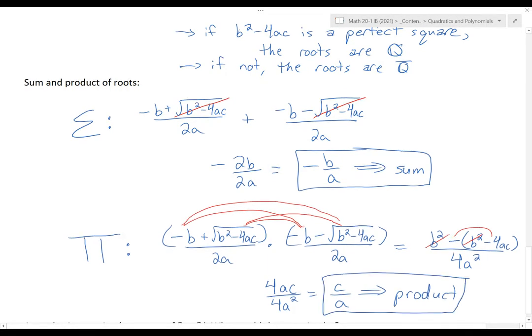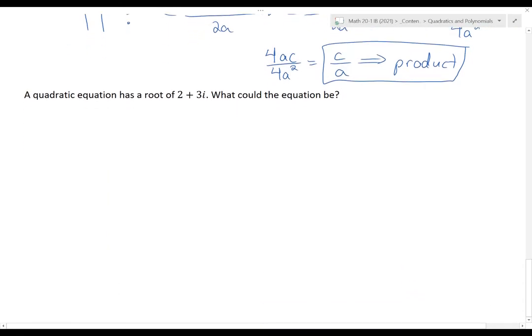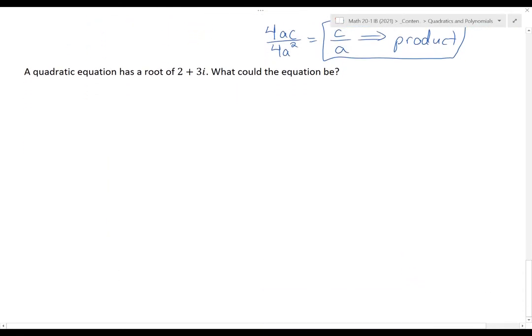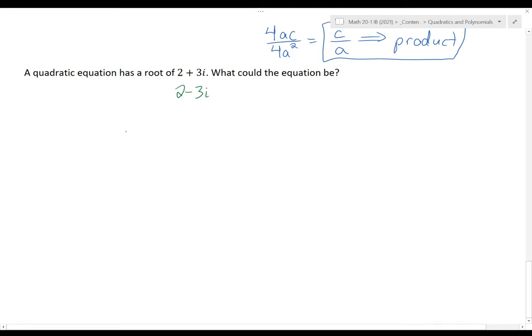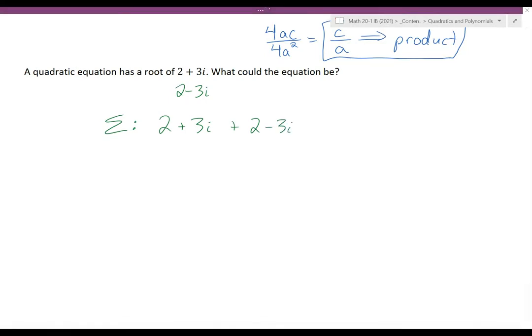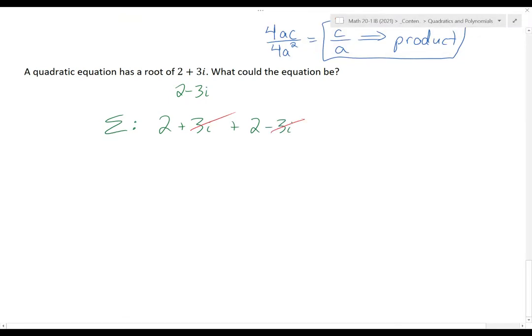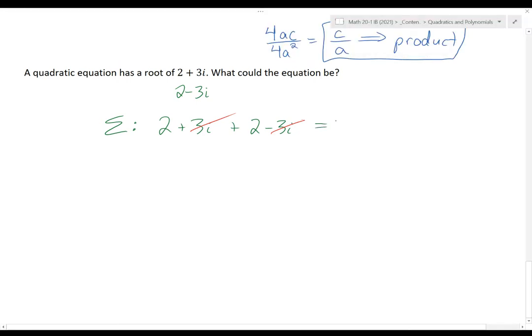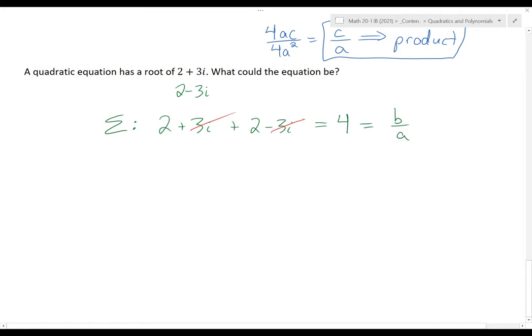Now knowing that my answers come in conjugate pairs and knowing what the sum and product are, I can answer this type of question. A quadratic equation has a root of 2 plus 3i. What could the equation be? If I know it has one root of 2 plus 3i, then I know the other root is 2 minus 3i. And I can figure out the sum and the product by adding these two together and multiplying them together. So the sum: 2 plus 3i plus 2 minus 3i, the 3i and minus 3i cancel, and we're left with just 2 plus 2, which is 4, and that is therefore negative b over a.